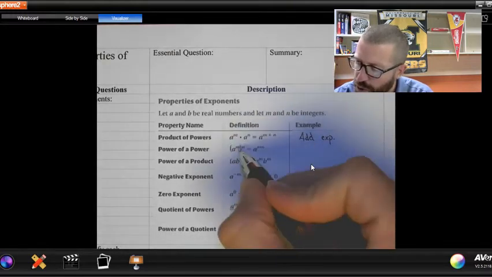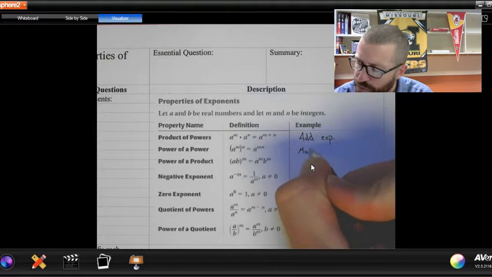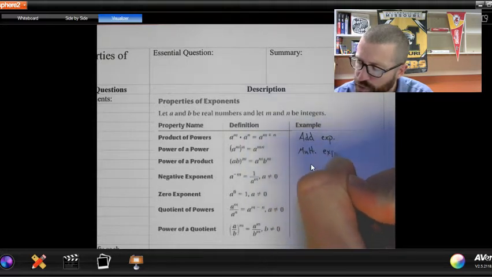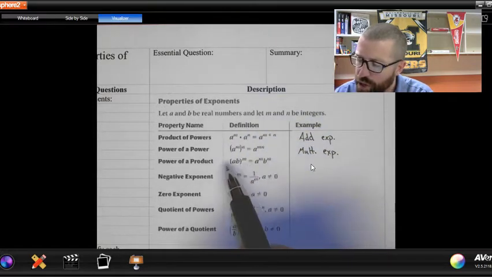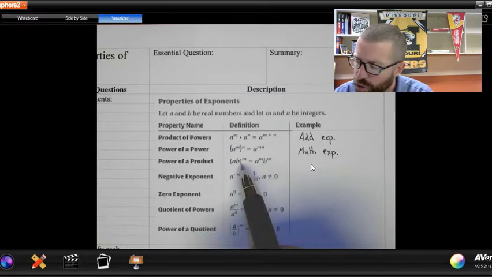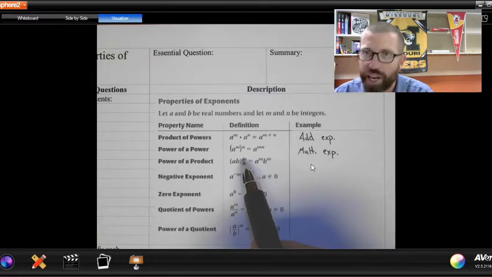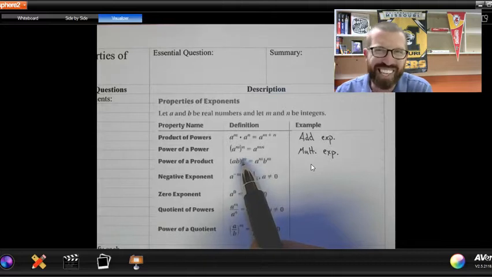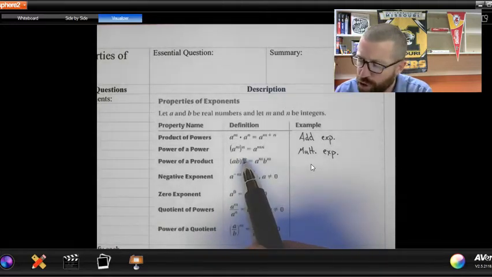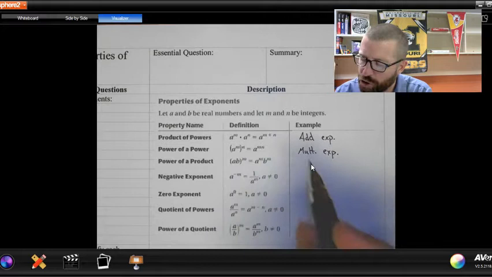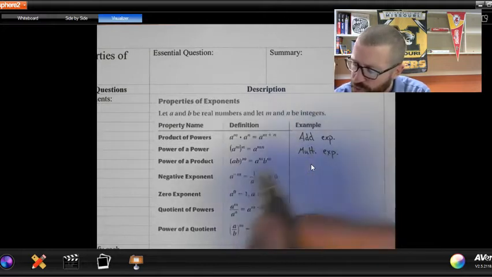So if you raise a power to a power, then you multiply exponents. The power of a product: this is just showing you that you can kind of think of it like distributing. You can take the exponent and raise each term or each base to that same power.